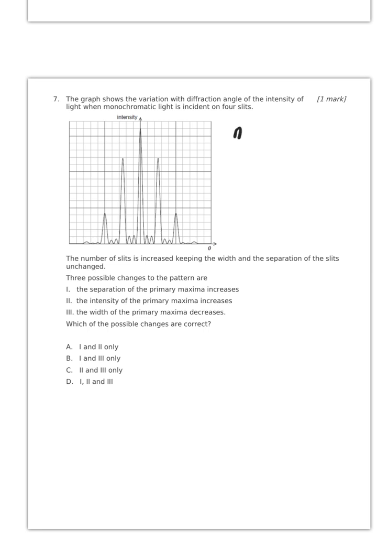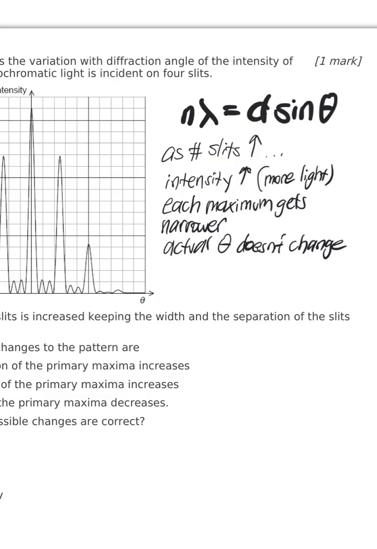It's n lambda equals d sine theta. But one thing to recall with multi-slit diffraction patterns: as you increase the number of slits, there's more light coming through, so the intensity increases. Each maximum gets tighter, gets narrower, but the actual position of the maxima, the actual theta, does not change.